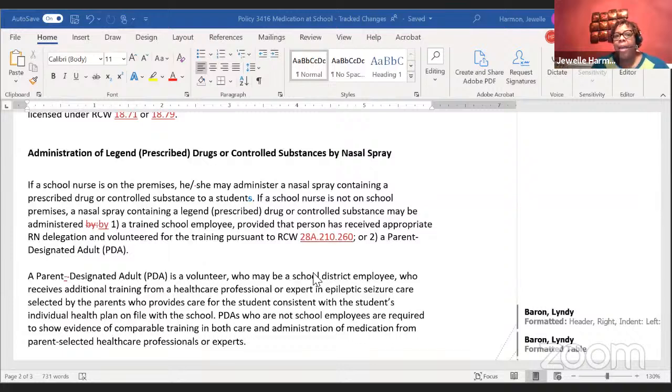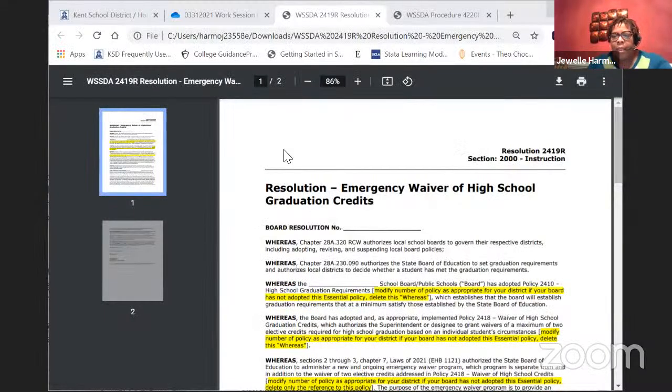And in the essence of time, I am going to stop sharing and reshare rather quickly WASDA's model policy for their resolution for reopening schools. And we can talk about that rather quickly, because I would really rather spend our last minutes on a true direct procedural update. And so hopefully you can see this.